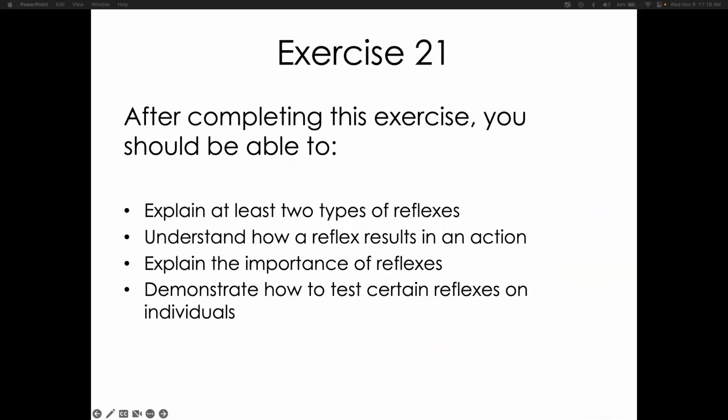And finally, we'll look at reflexes. So we'll explain the two types of reflexes, understand how a reflex will result in an action, explain the importance of reflexes, and then demonstrate how to test certain reflexes on individuals.